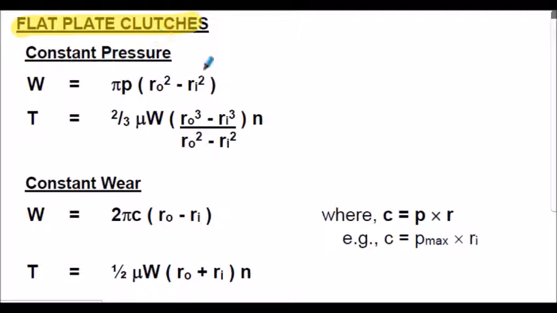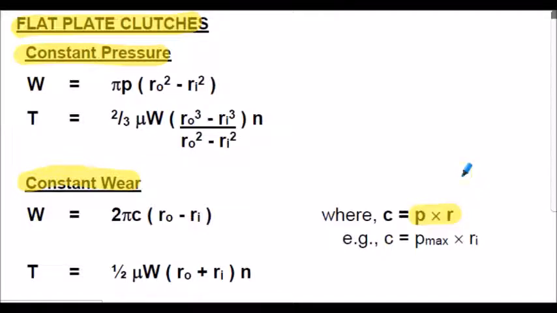We've got two types of theory. We've got the constant pressure theory, where the pressure is assumed constant across the entire clutch surface. And that's really for new clutches. And then we've got what's called the constant wear theory. That's where the pressure varies across the surface, but the wear is assumed constant. The pressure times radius is sort of defined as the wear, if you like, across the surface.